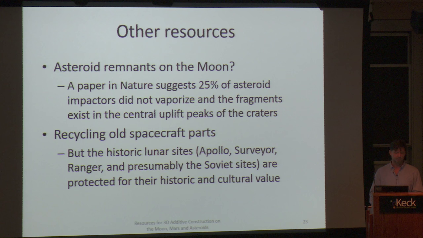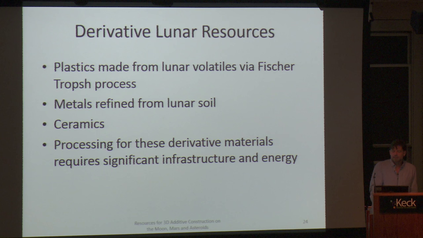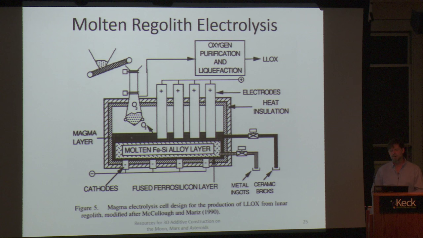Derivative lunar resources. We can make plastics using the carbon in the lunar ice, along with hydrogen from the lunar ice, to make methane, and then use the Fischer-Tropsch process to polymerize the methane into more complex hydrocarbons. We can refine metals from the soil and make ceramics. However, processing requires significant infrastructure and energy, so you need to consider the scope of what you're trying to do. One of the key technologies for extracting metals from the regolith would be molten regolith electrolysis. This has undergone the most tech development so far.